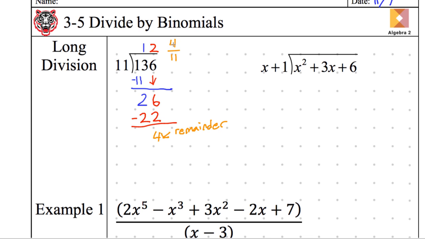We remember how to do this from, I really wish I knew when I learned this, but I have no idea. I would guess second or third grade is when I roughly remember doing that.